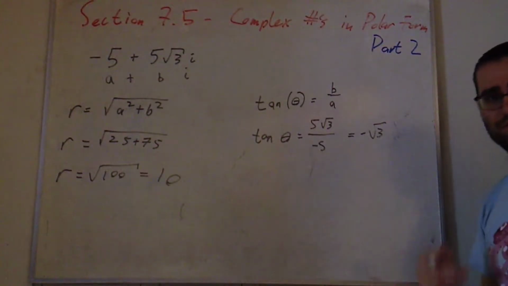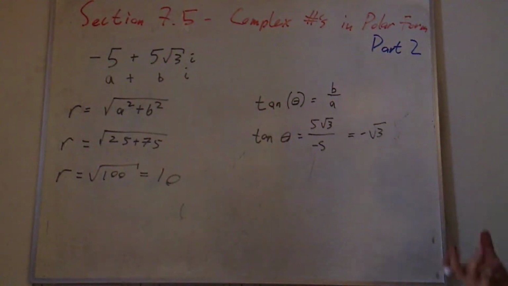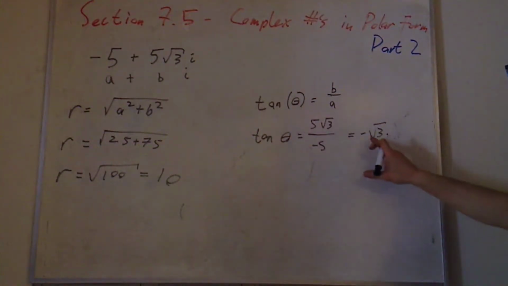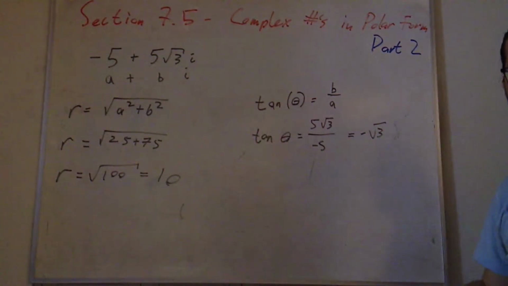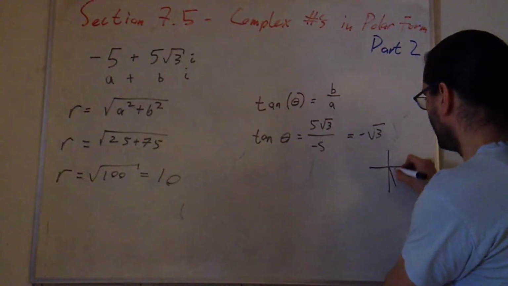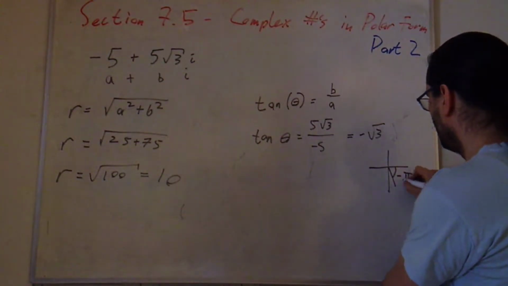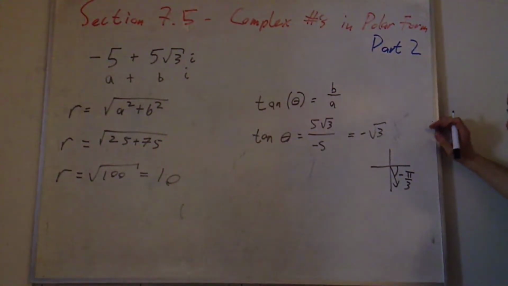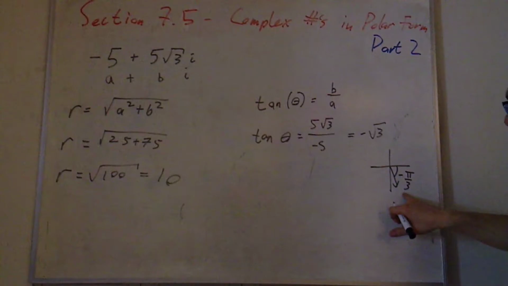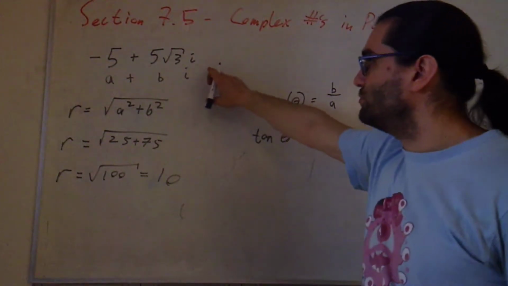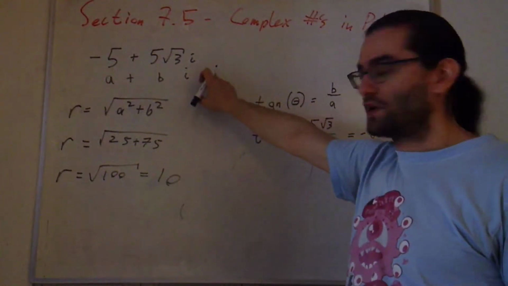So from here, we have to be careful, just like always. If we take the arctangent of -√3, we're going to get -π/3. The arctangent will give us this angle down here, -π/3, which is not where we want to be. This is a quadrant 4 angle. This is a quadrant 2 point. So I got to be careful.